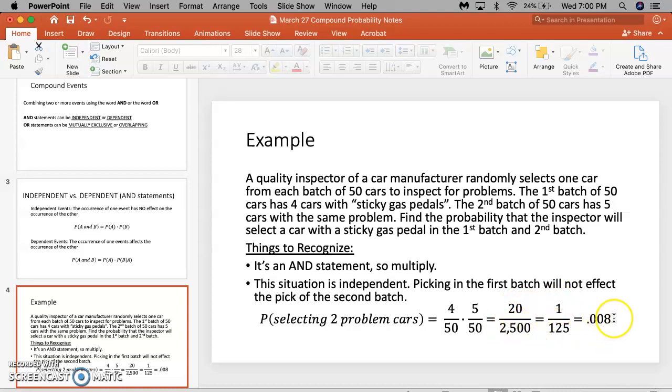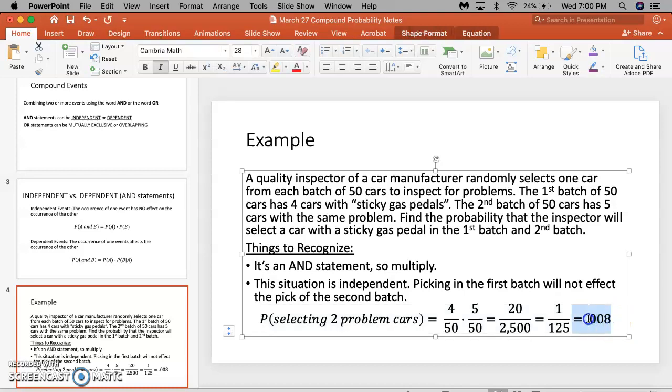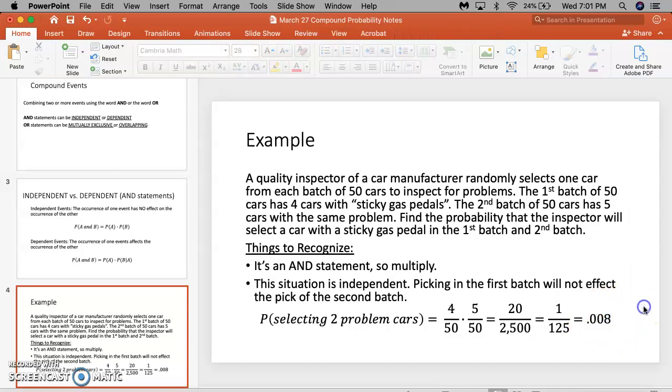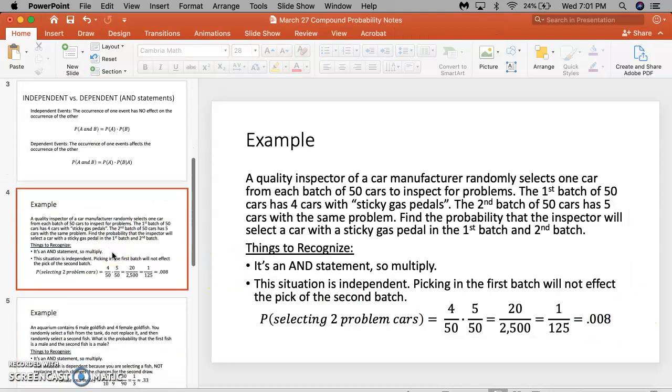Like we talked about on Wednesday in the PowerPoint and in the video, this is very unlikely to happen, because the closer it is to 0, the more unlikely it is to happen. The closer to 1, the more likely it is to happen. But that is your probability.